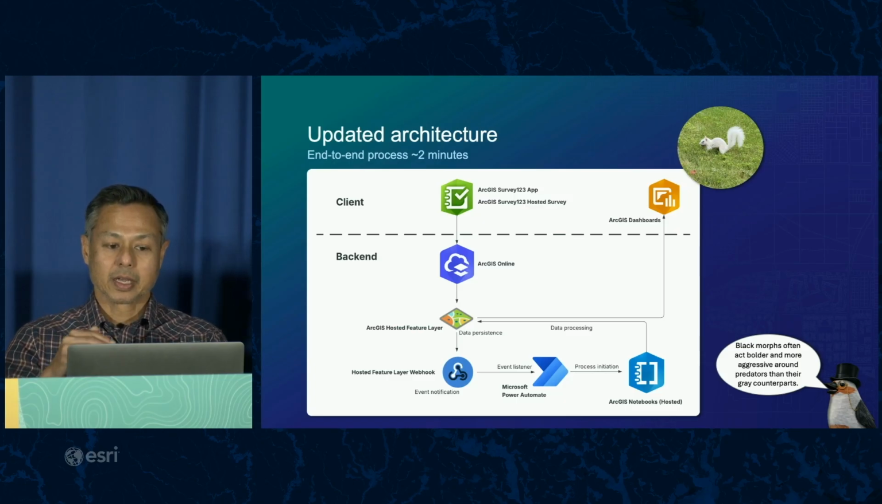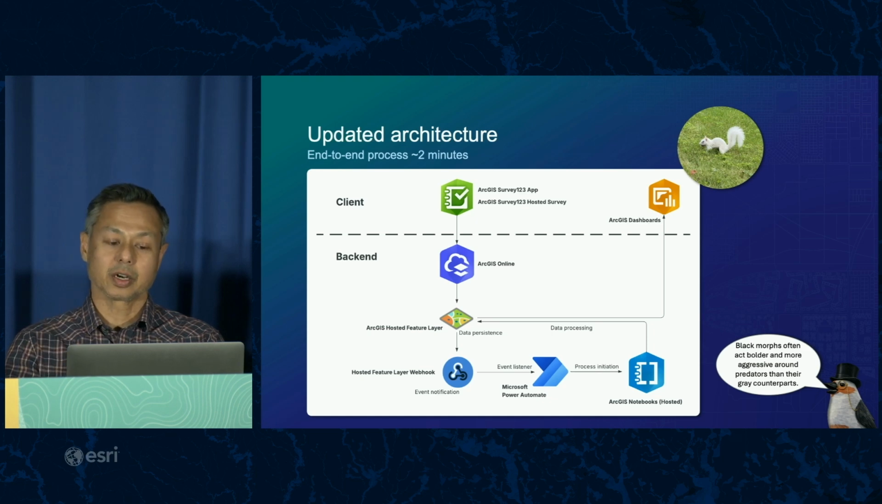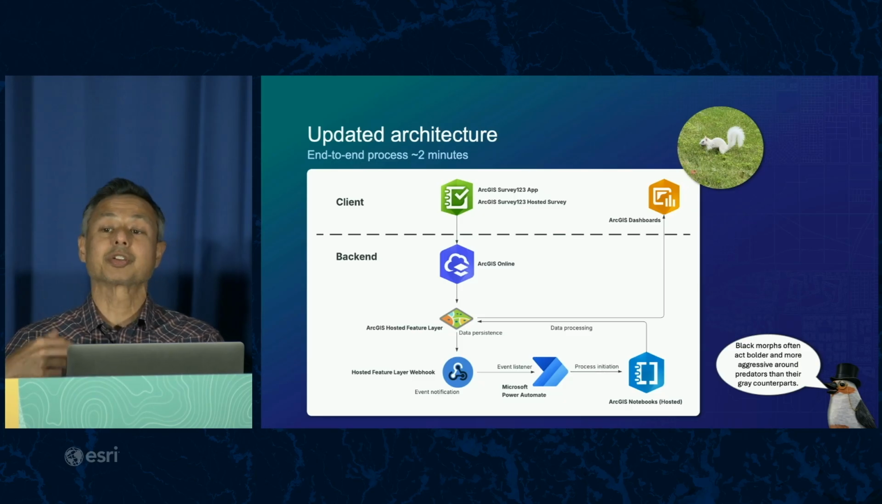Now, from the back end, we know that Survey123 is supported by a hosted feature service within ArcGIS Online. So we're utilizing the webhook for listening to the onCreate feature, which means whenever a squirrel is logged through Survey123, the webhook then disseminates that information to Microsoft Power Automate, where we created a flow to call an ArcGIS Notebook, which was converted to a web tool to do the translation of the alt text and write it back to the hosted feature service, which then hydrates the dashboard.